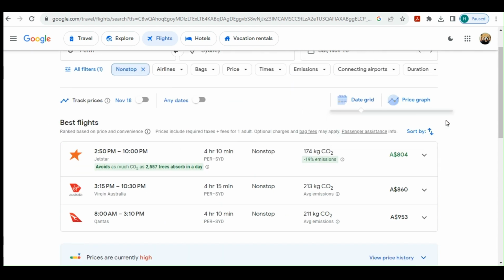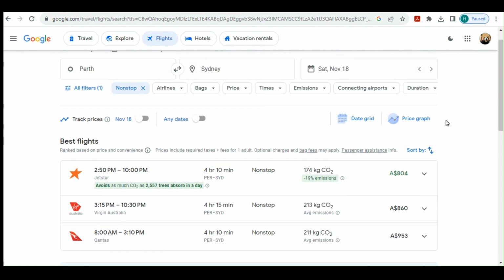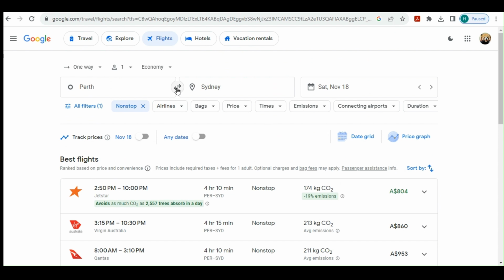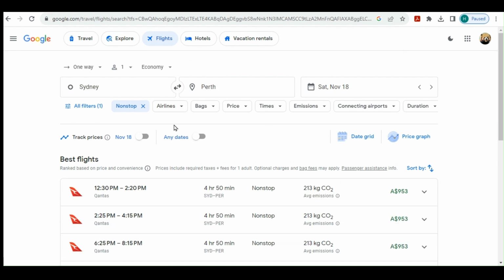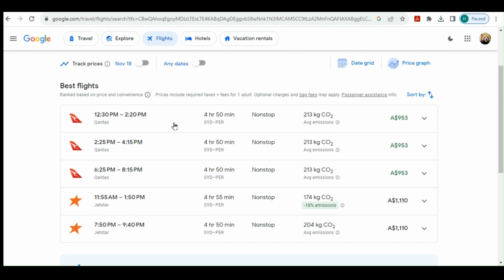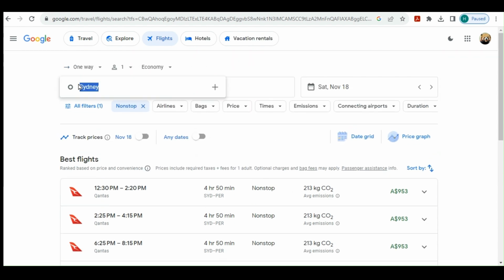And sure enough, we find 3 flights there, 4 hours 10, 4 hours 15, 4 hours 10. And because flight times vary going west to east versus east to west due to prevailing winds, let's look at the reverse direction. And we get 4 hours 50, 4 hours 50, 4 hours 50, 4 hours 55. Now let's look at the other pair.